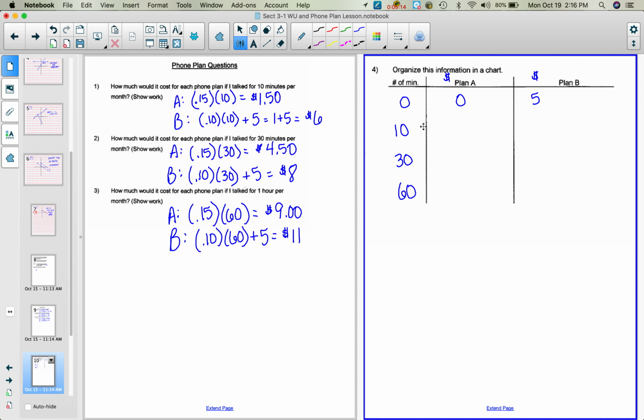The next one, we already know, I'm just going to fill these in. So we had $1.50 and we had $6. We had $4.50 and we had $8. We had $9 and we had $11.